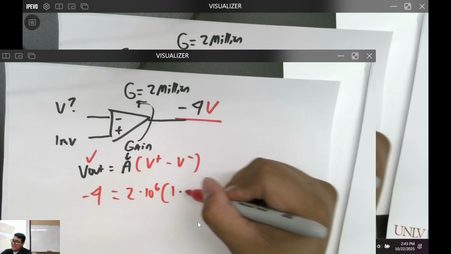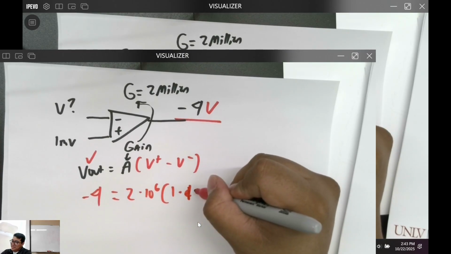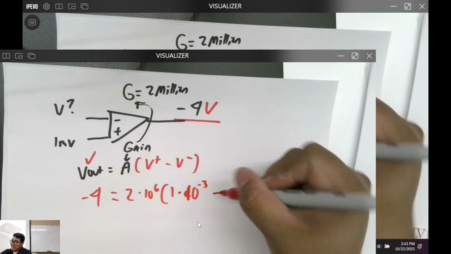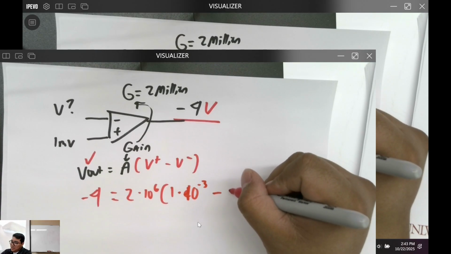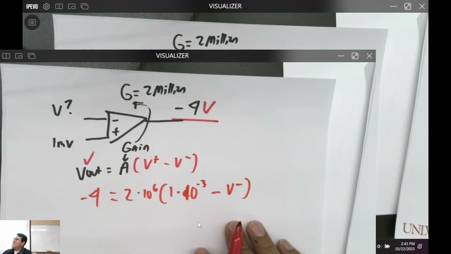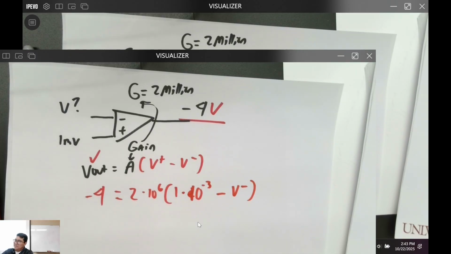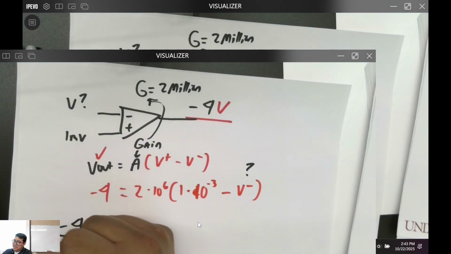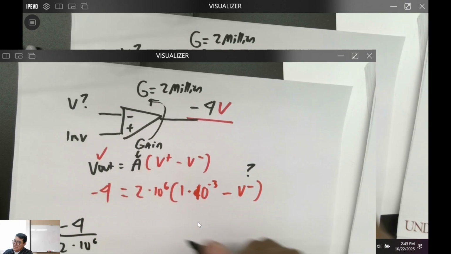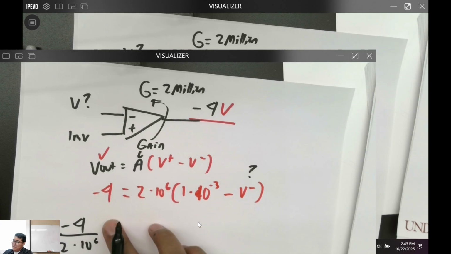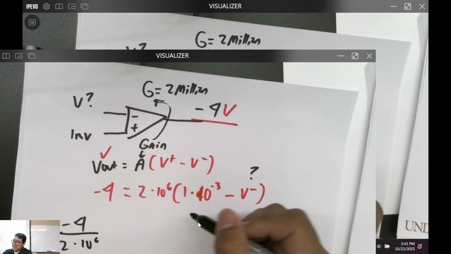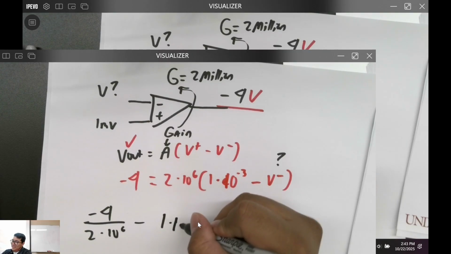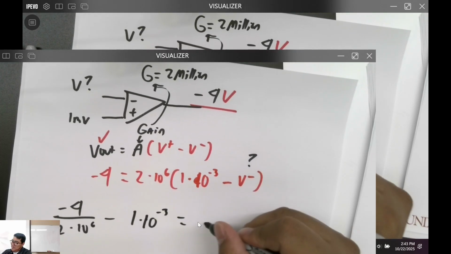Does anyone mind if I do this? 10 to the -3. And then minus V minus. Is that good? One equation, one unknown. Solve. -4. And then put this 2 times 10 to the 6, and that goes over here. And then you can just subtract this. I'm going to skip so many steps here. Minus 1 times 10 to the -3 is equal to minus V.